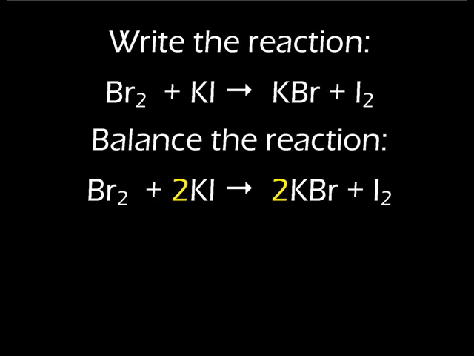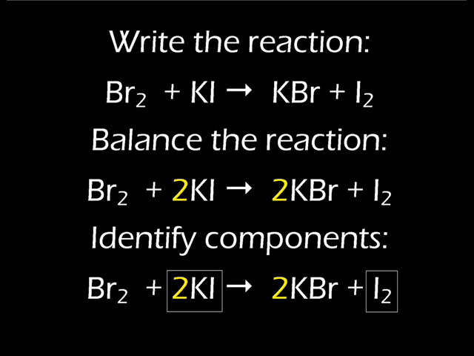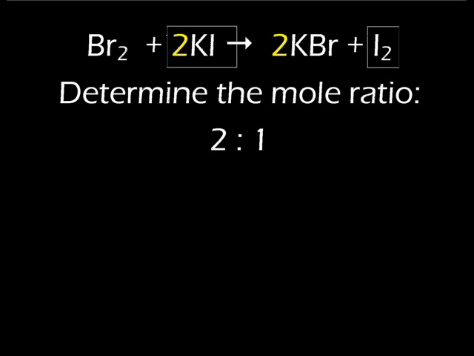If we balance the reaction, we see that we need to insert a coefficient of a 2 in front of the potassium iodide on the reactant side, and then another 2 in front of the potassium bromide on the product side. Let's locate the parts of the reaction that we're concerned with. We'll put boxes around the potassium iodide and then the iodine crystals. This will allow us to determine the mole ratio, which in this case is 2:1.